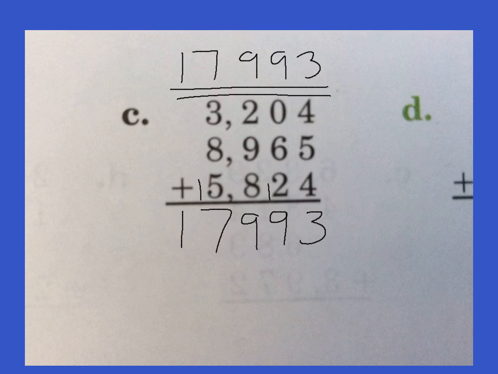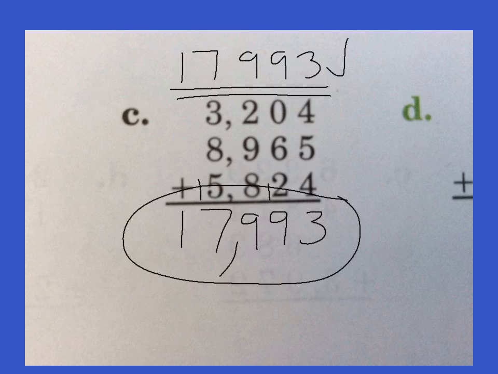And again, this number is the same as that number, so it checks, and the answer is correct. We need our comma, remember, 1, 2, 3 places over, and our answer is 17,993.